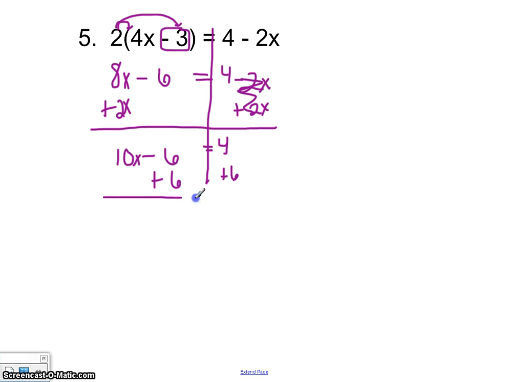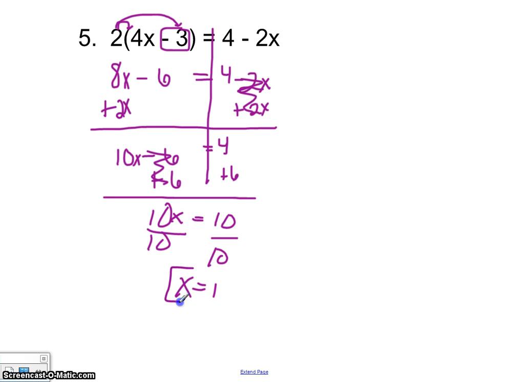Now I'm at my moment where I know exactly what to do. I'm going to add 6 to both sides. Cancels that out. I'm left with 10x equals 10. Divide by the coefficient of x there too, so x equals 1. And I am all done.